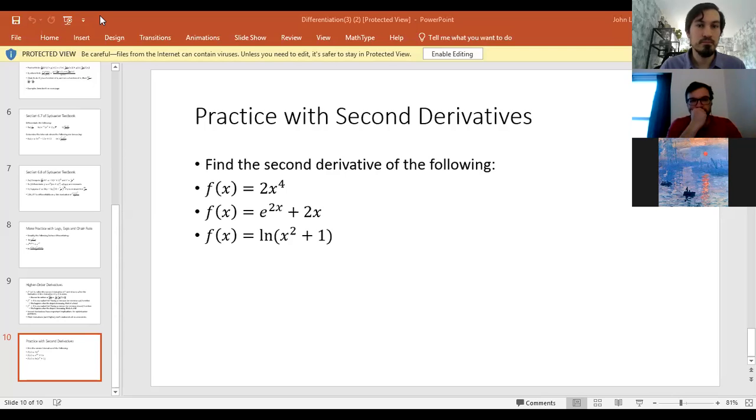And let me share my slides on differentiation because we haven't quite finished that yet. Oops. I thought I shared it. No. Share screen. Differentiation 3. Share. Yeah. Enable editing. Slideshow.